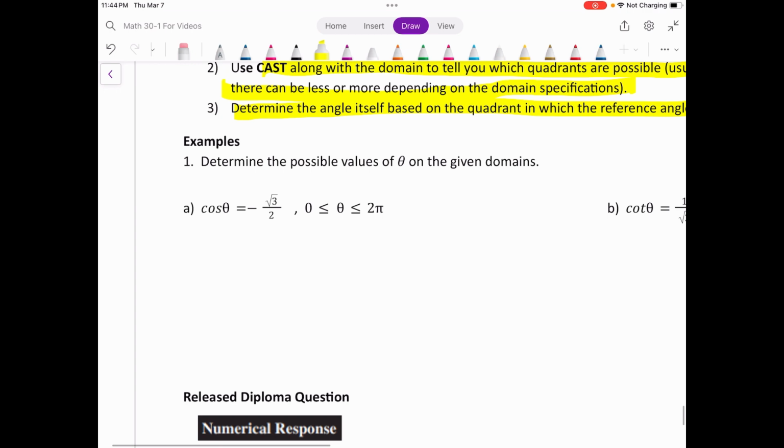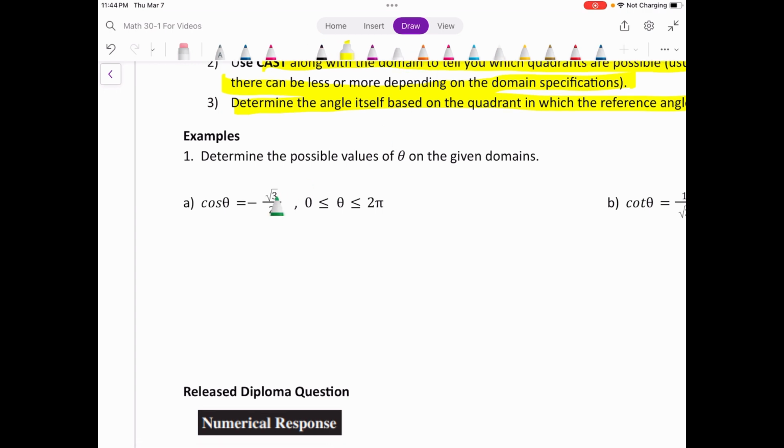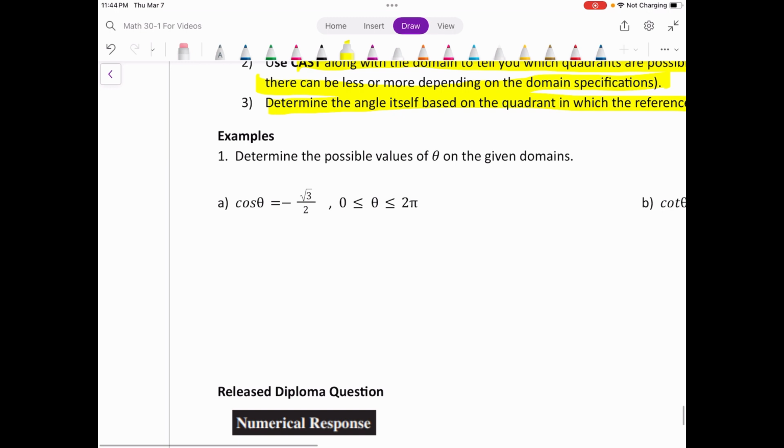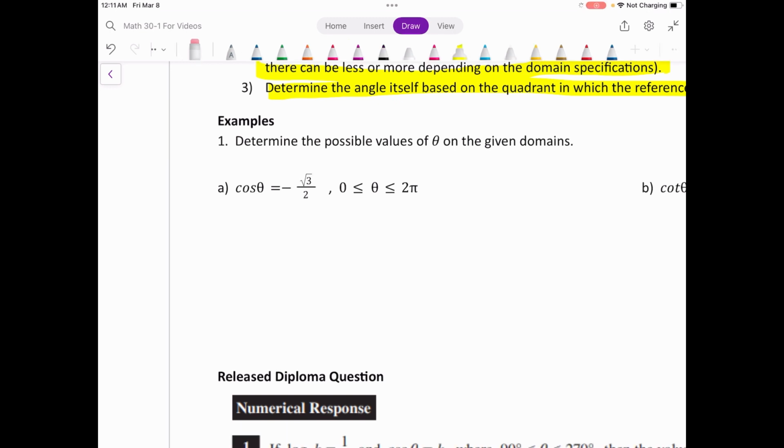Okay, so root 3 over 2. I don't know about you, but that's making me think special, right? Root 3s, 2s. I know those show up in special triangles, so let's think about that. What triangle would have a cosine ratio of something like root 3 over 2, right? There's a negative. We'll worry about that when we put it into the 4 quadrants. But cosine is adjacent over hypotenuse. So I start there. I think about, okay, let's just think about a triangle, right?